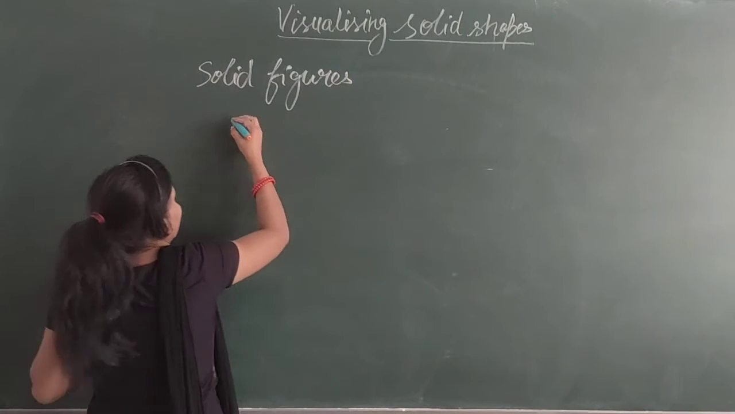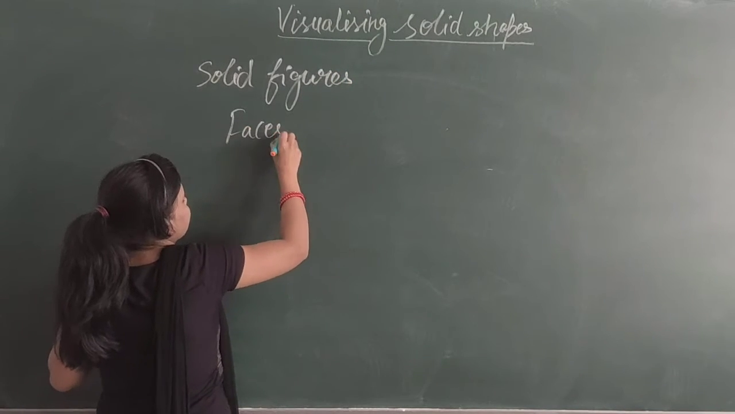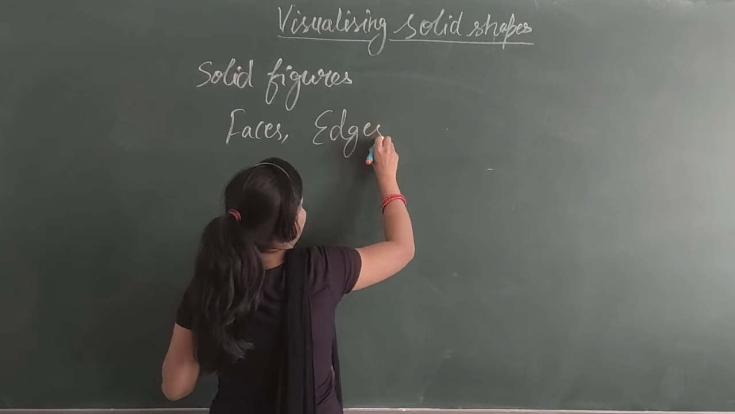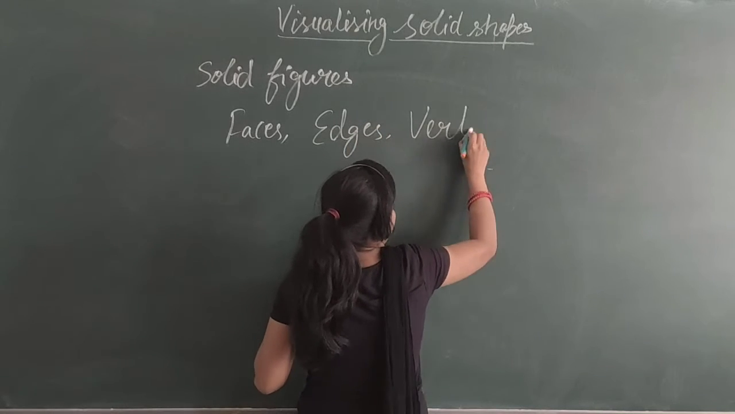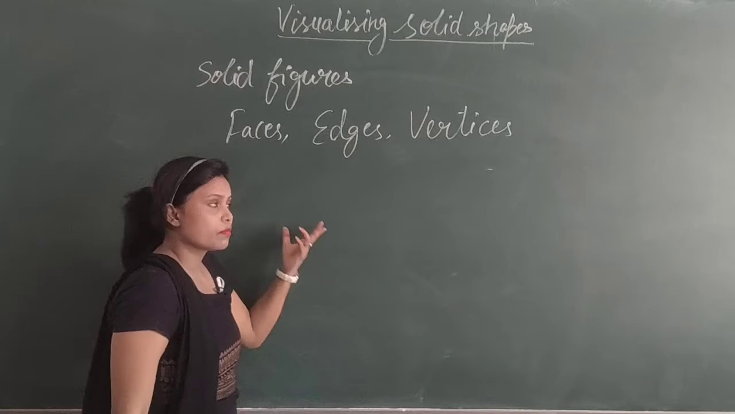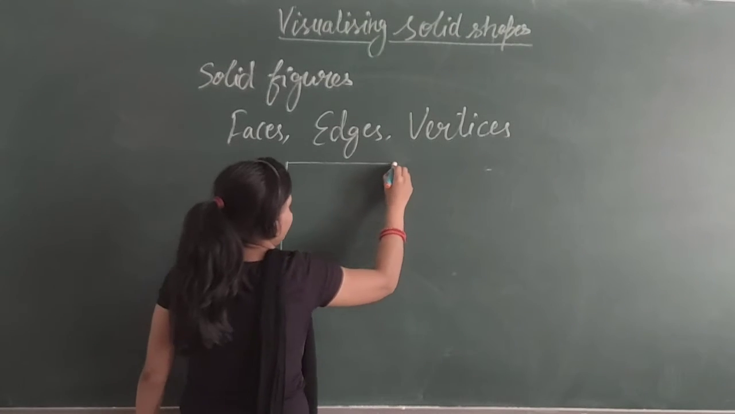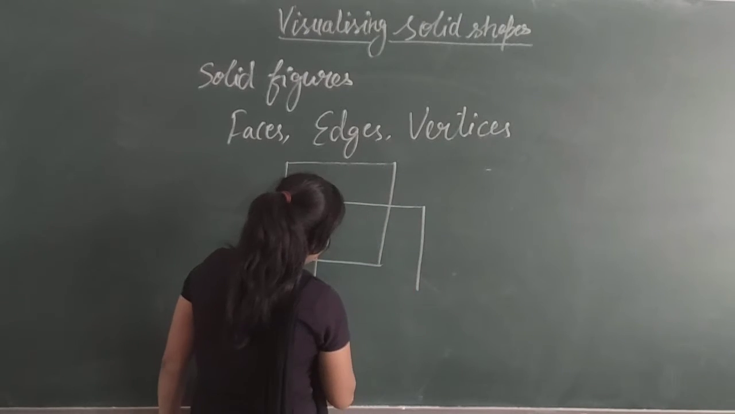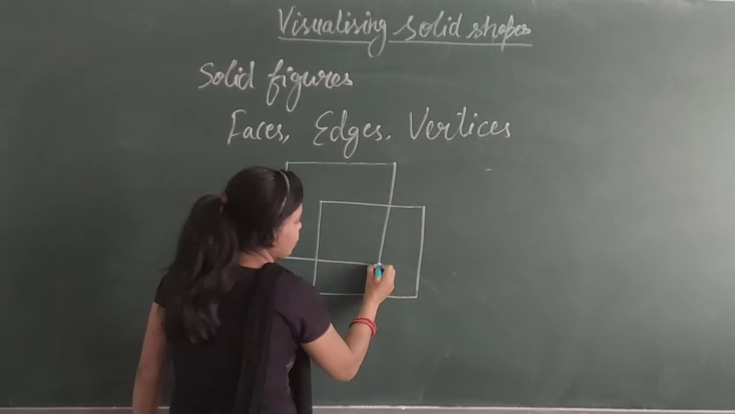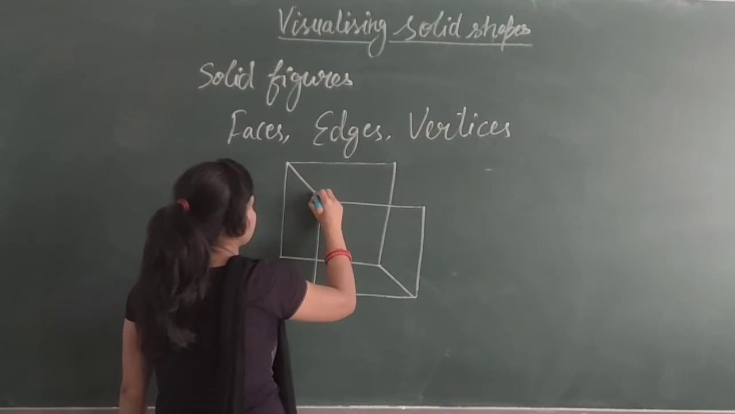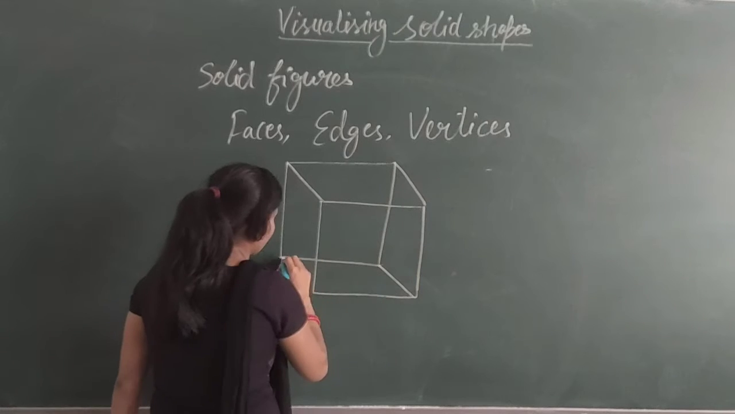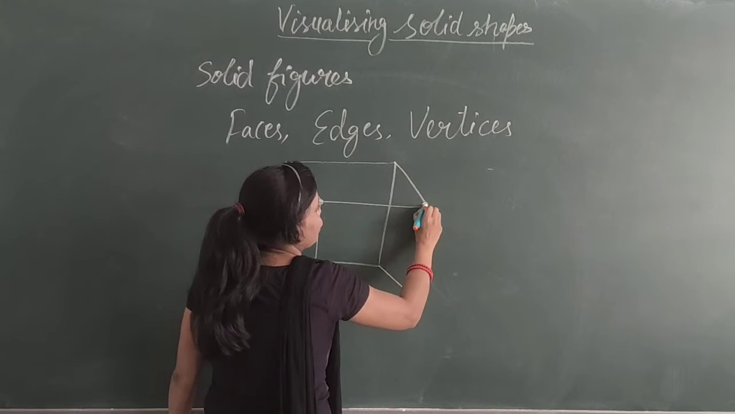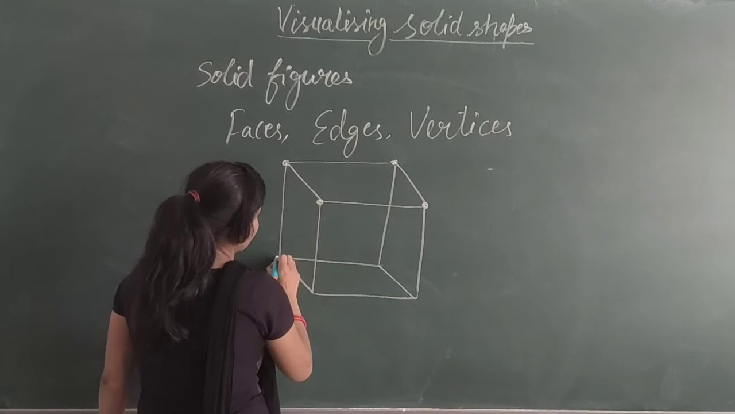have three things. What are these? Faces, edges and vertices. Okay, so what is face and edge and vertex? Vertex you have read in previous chapters in triangle, etc. Okay, so what are vertices? Vertices are the corners. Vertices are the corners of any figure.